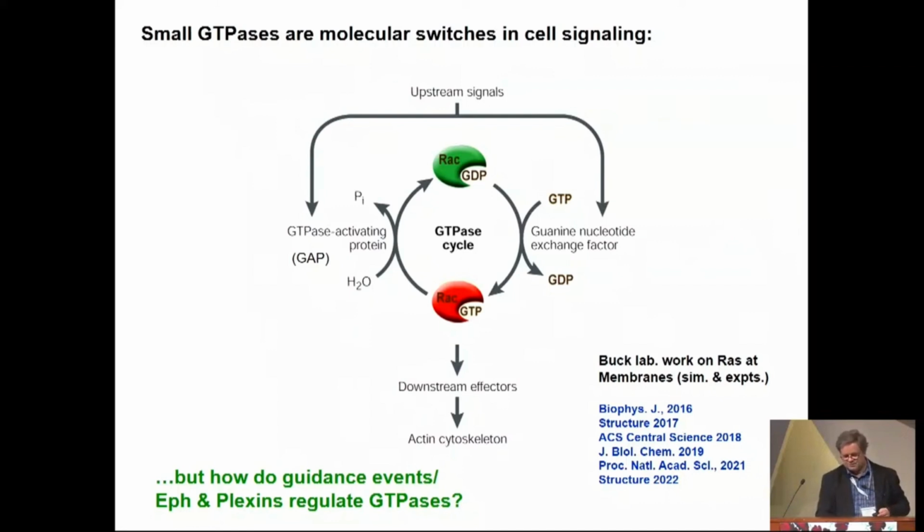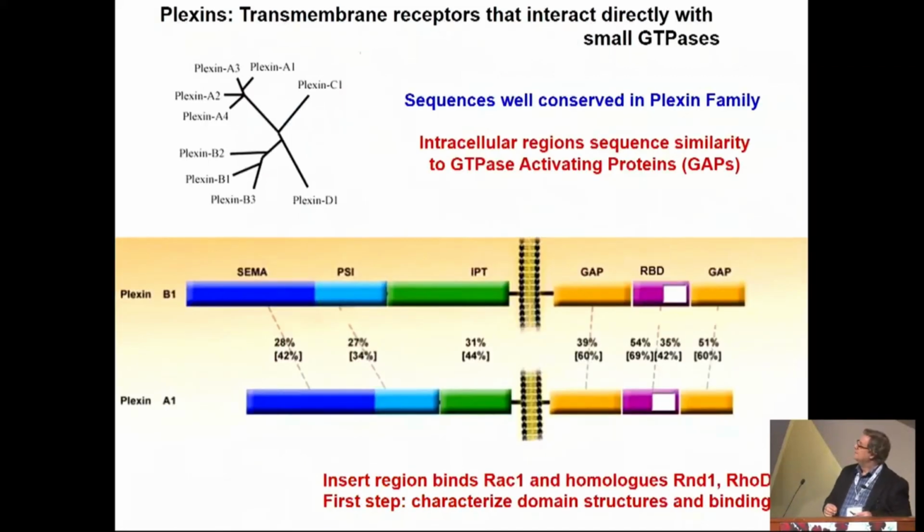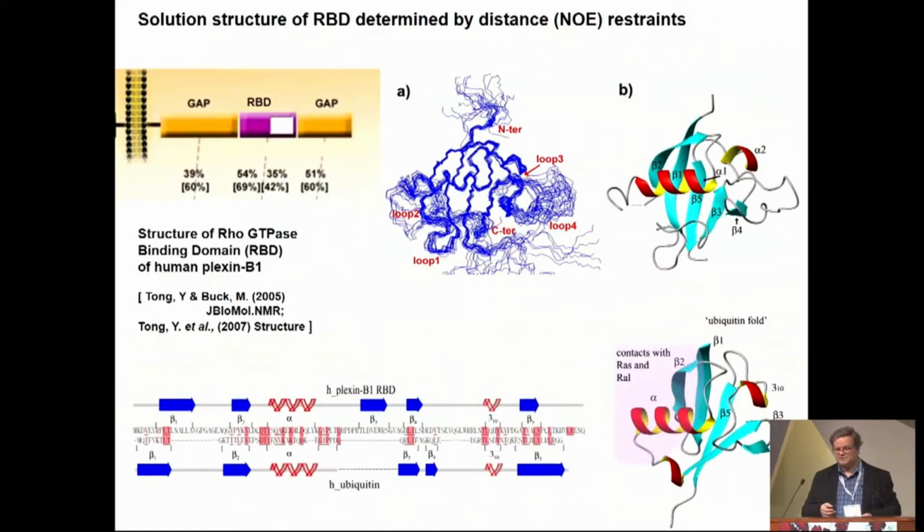How does this work with plexin receptors? So it was noticed early on that on the intracellular side here, there's homology to GTPase activating proteins split into two segments by the insertion of a polypeptide chain that binds Rho GTPases specifically. And we started this project back in 2002 when I began my lab at Case Western by determining the solution structure of this segment here.